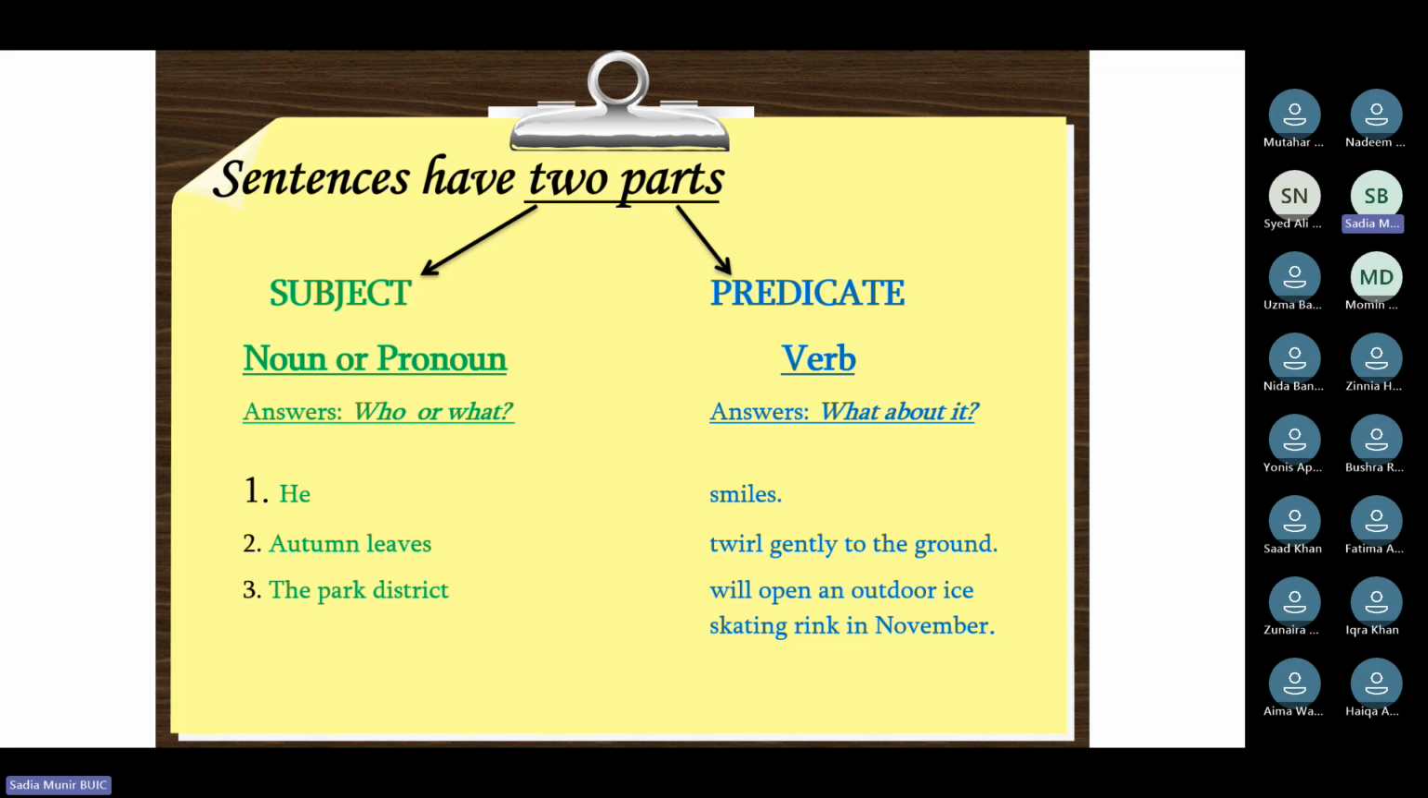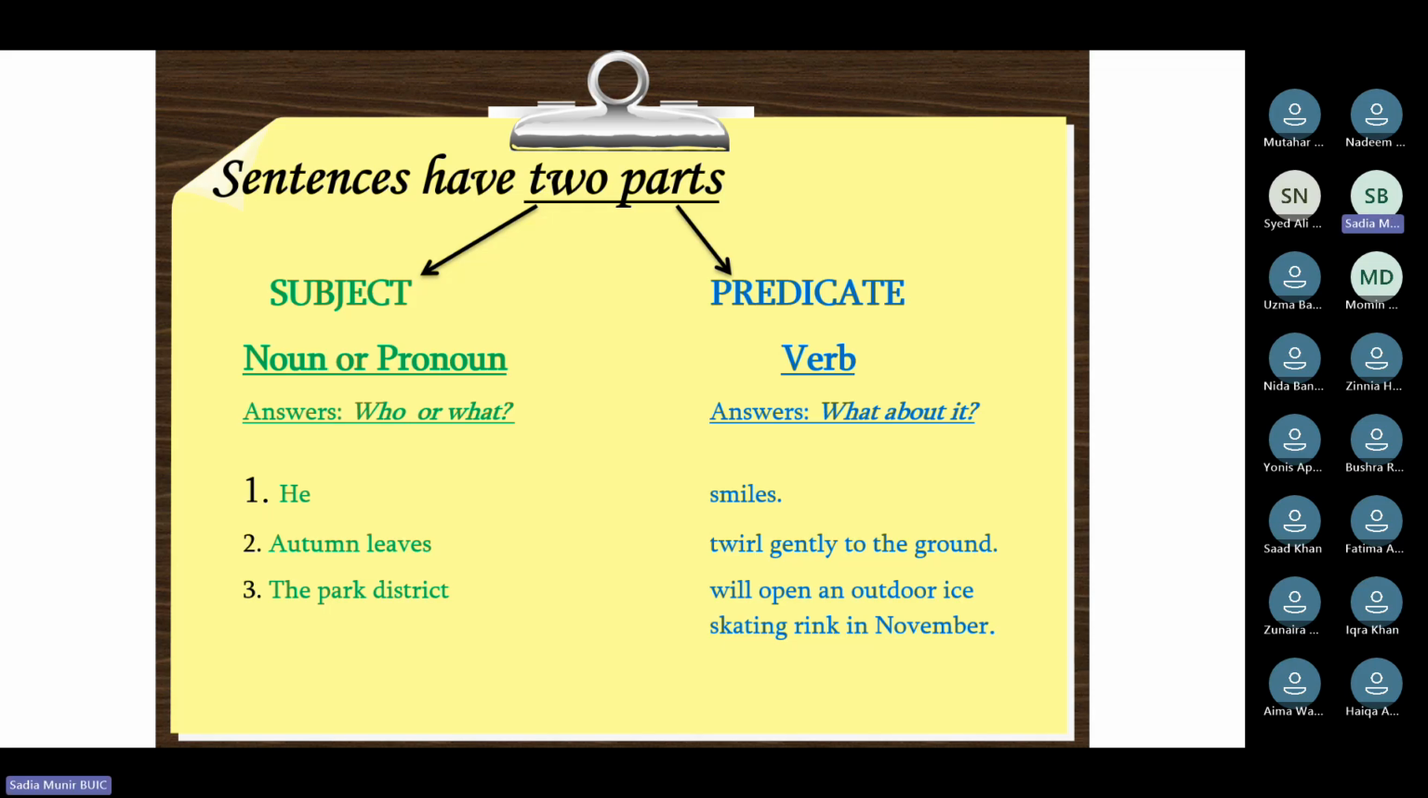Now, if we look at the examples, he smiles or he sleeps. He is a pronoun, smile is a verb. Okay? Then we have autumn leaves twirl gently on the ground. Now, autumn leaves is a subject because it has a noun and an adjective in it. Whenever you're going to identify subject, you should either look for a pronoun or a noun, and the rest of it that comes before the verb is part of the subject itself.